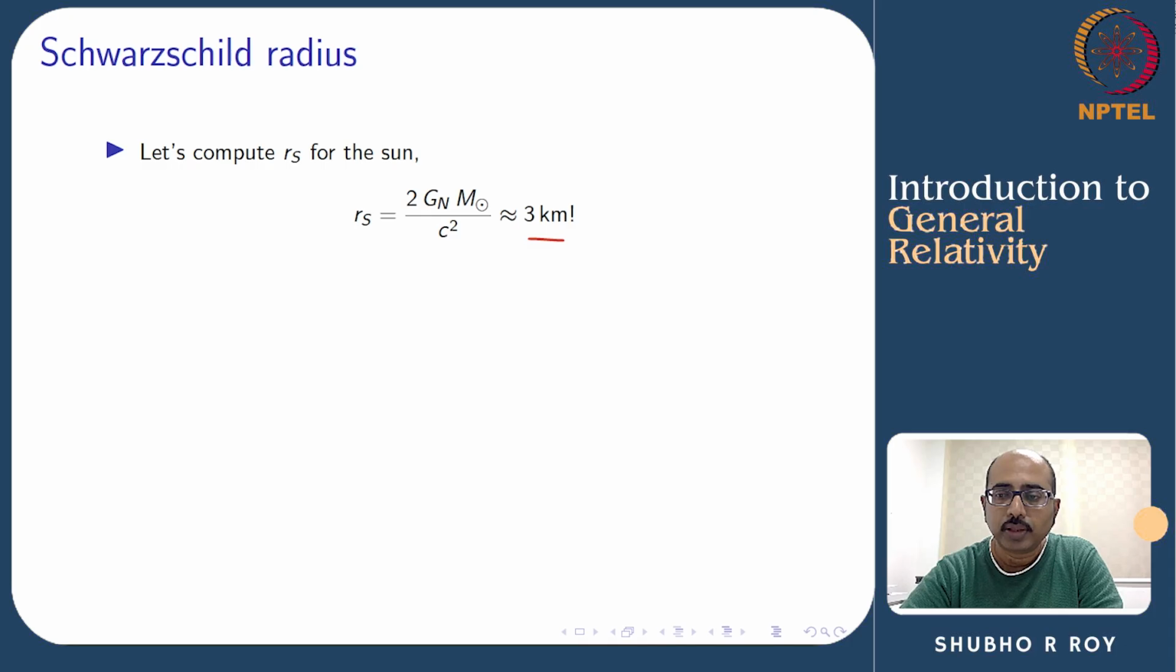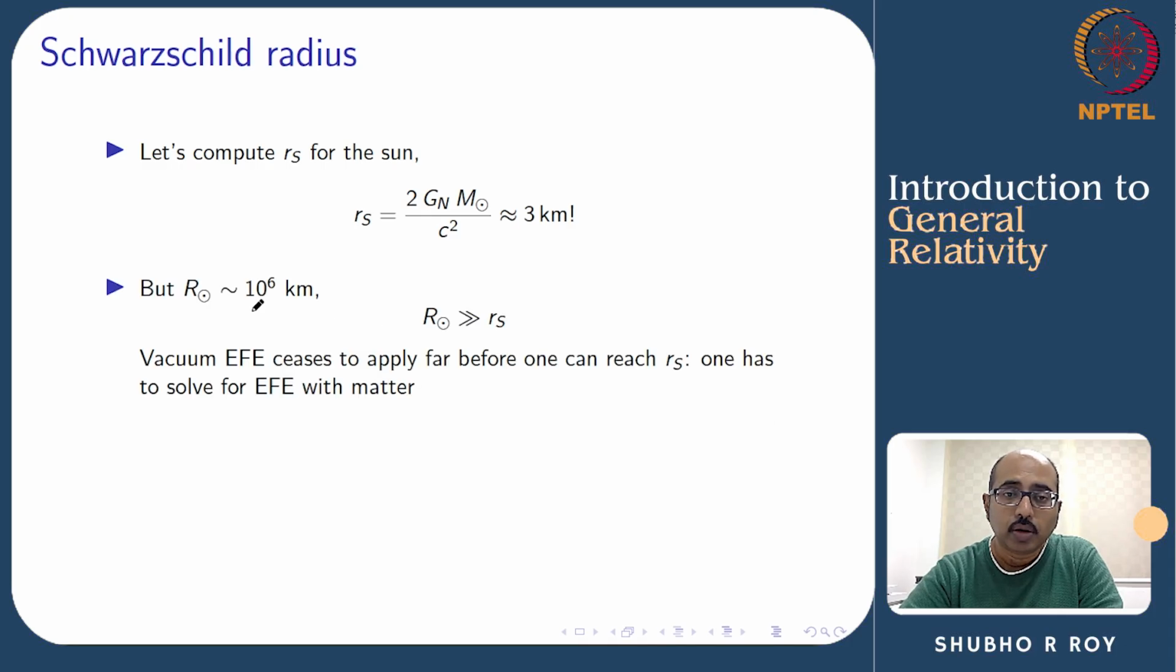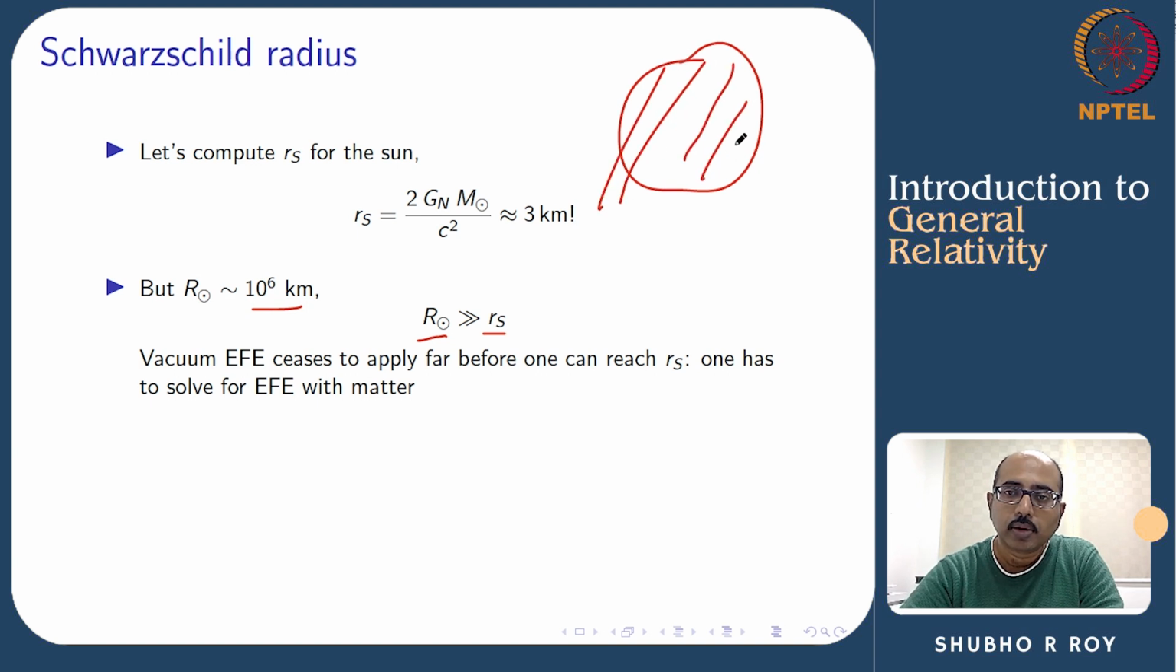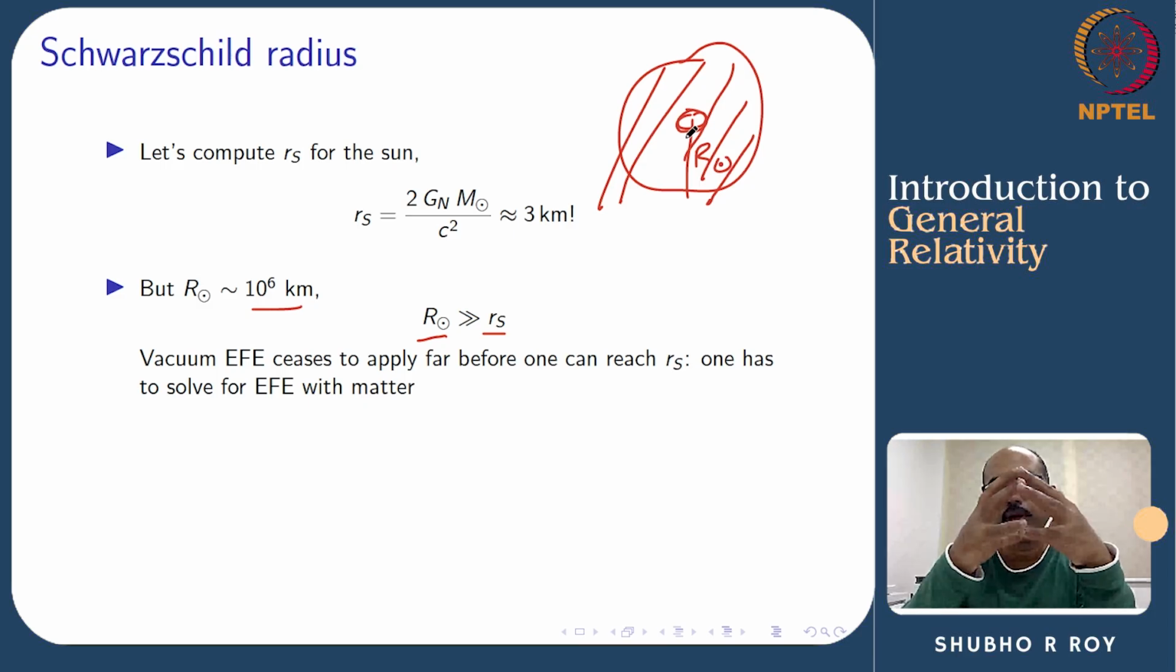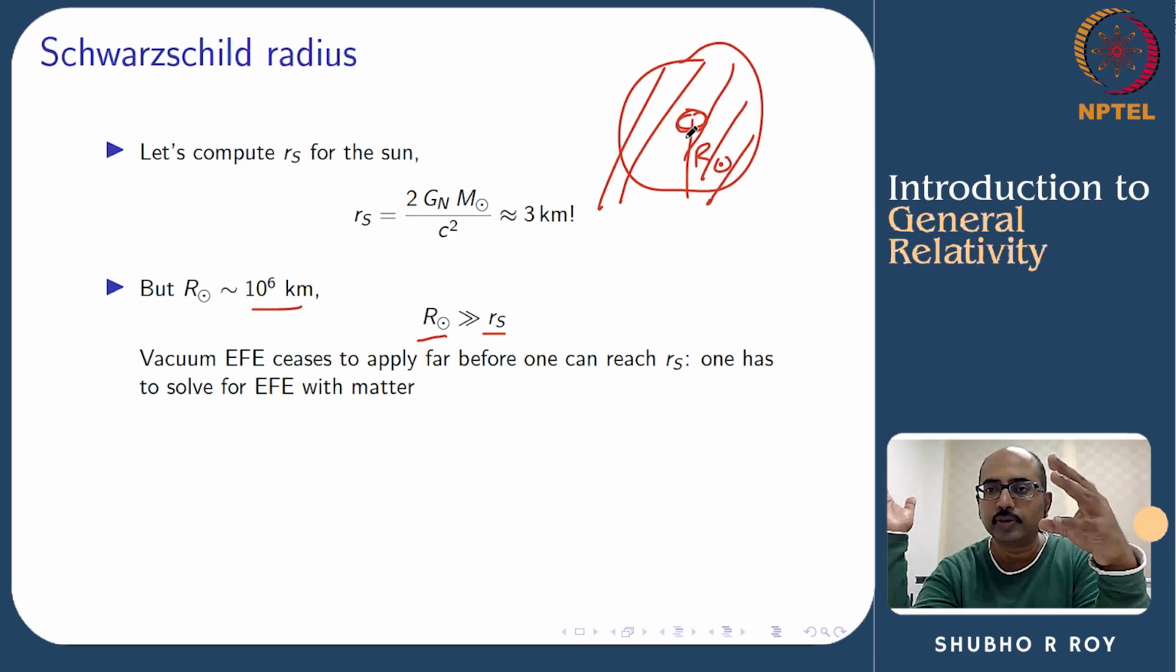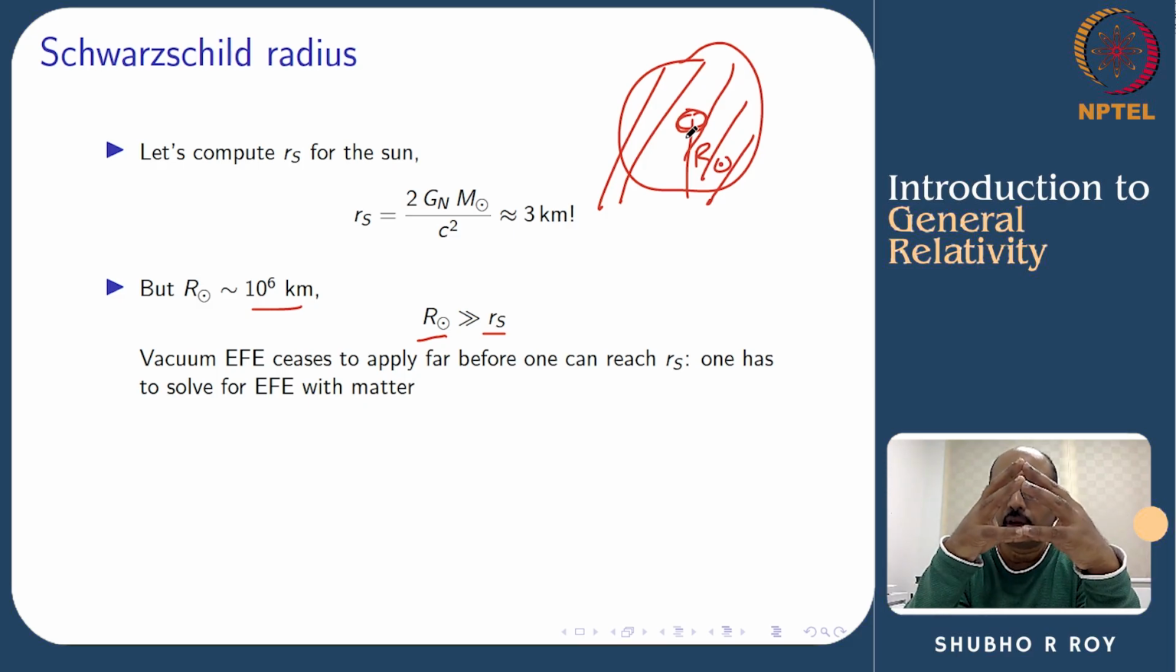Now compare this with the solar radius, which is 1,000,000 kilometers. So the solar radius is much larger than the Schwarzschild radius. Let me draw the sun. This is the solid object, with radius big R, which is 1,000,000 kilometers, and then 3 kilometers is where the Schwarzschild radius is, somewhere deep inside the sun. So the Schwarzschild radius is located deep inside the sun, because the sun's radius extends all the way up to 1,000,000 kilometers, and the Schwarzschild radius is just 3 kilometers.